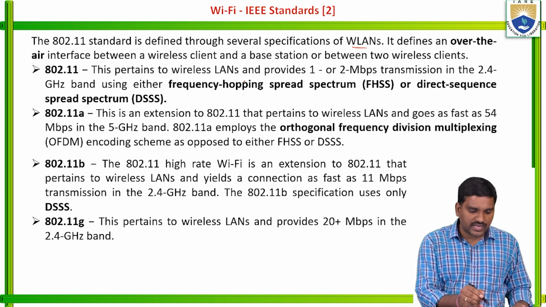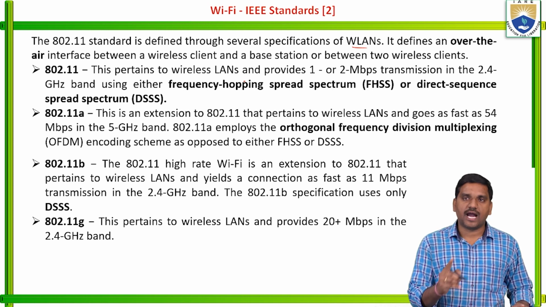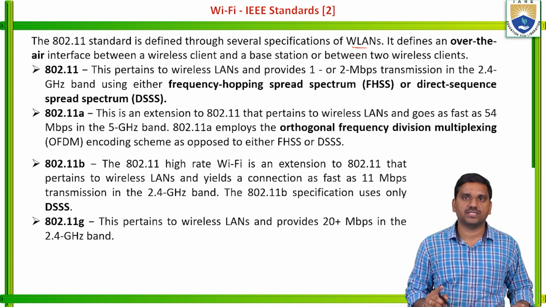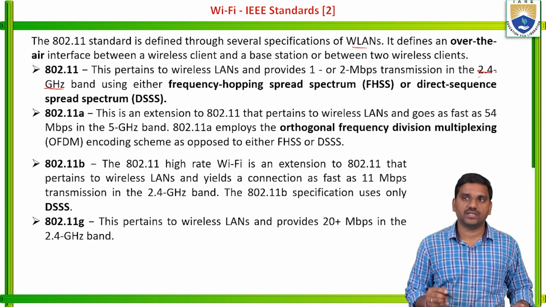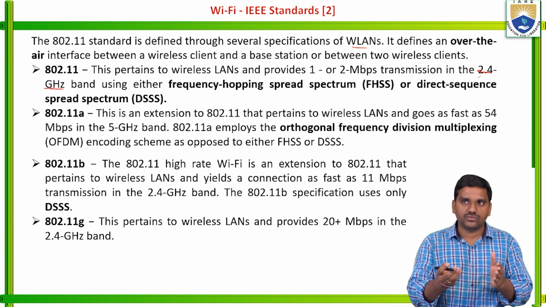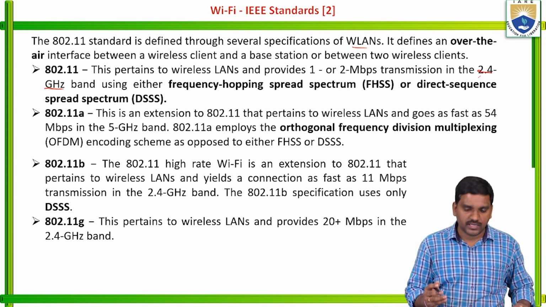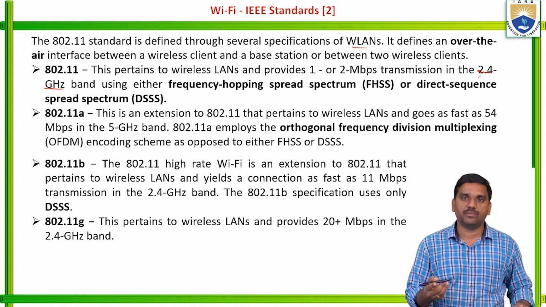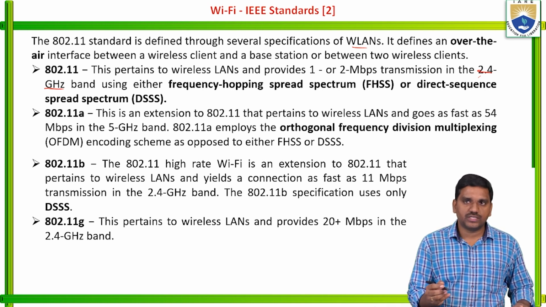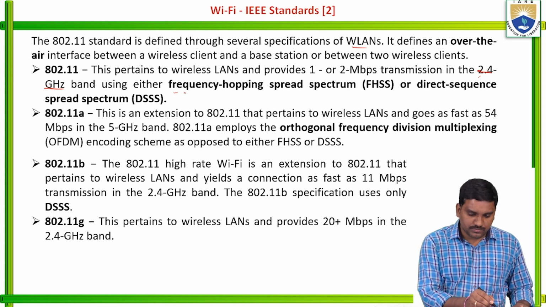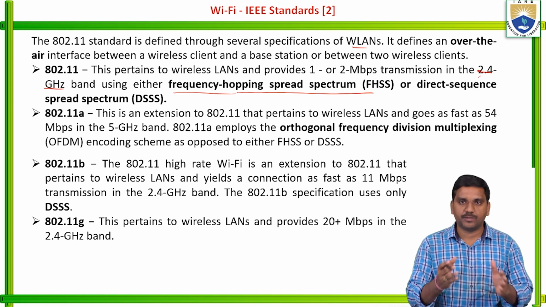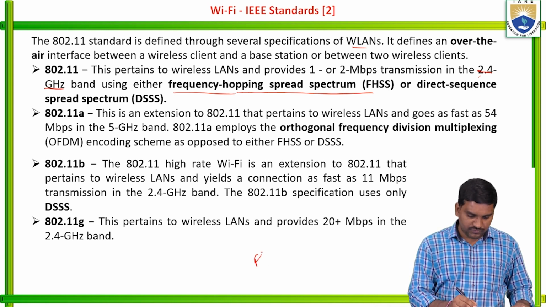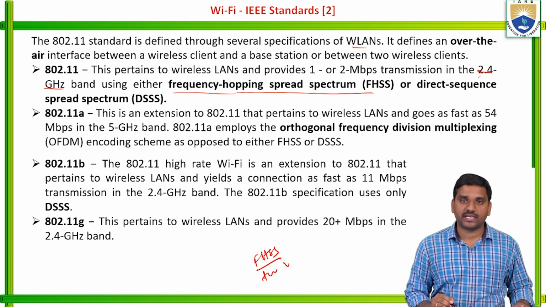This pertains to wireless LANs to provide 1 or 2 Mbps transmission in the 2.4 gigahertz frequency band. We can provide 1 or 2 Mbps transmission using spread spectrum communication, that is frequency hopping spread spectrum. FHSS, frequency hopping spread spectrum, is a very important concept.